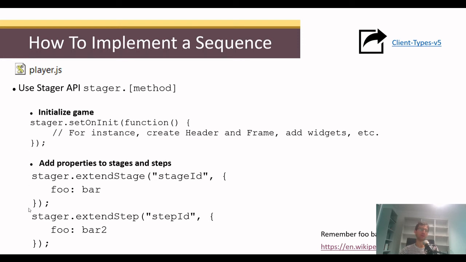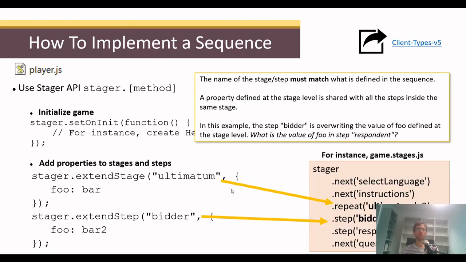So there are three main functions: setOnInit, extendStage and extendStep. What you put in extendStage must match the name of the stage that you create in the game sequence. What you put in extendStep is the ID, that's the name of the step, which is inside one of the stages. The second parameter here is an object which contains the step properties that you want to extend. It's a general rule: what you define at the level of the stage is valid for all the steps which are nested inside the stage.